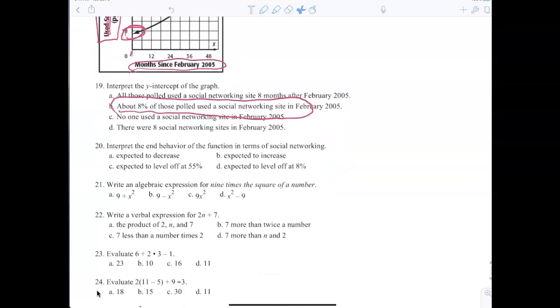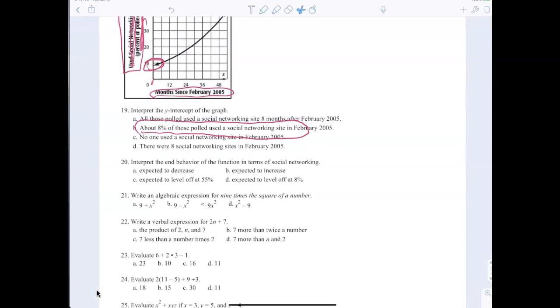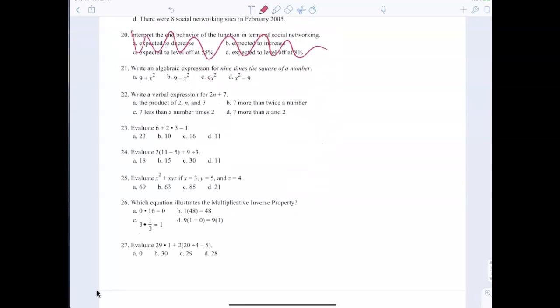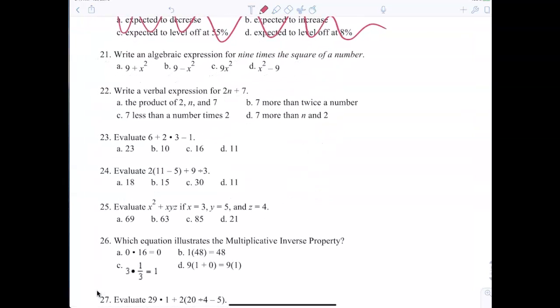All right, let's go on. Interpret the end behavior. All right. Honestly, we didn't really talk about the end behavior, so don't worry about number 20. Just cross that out. All right, let's look at 21. Write an algebraic expression for 9 times the square of a number. 9 times the square of a number is C, right? Write a verbal expression. 7 more than twice a number. That looks good to me. I'm okay with that?